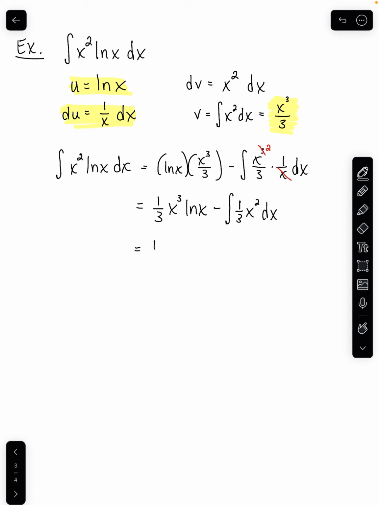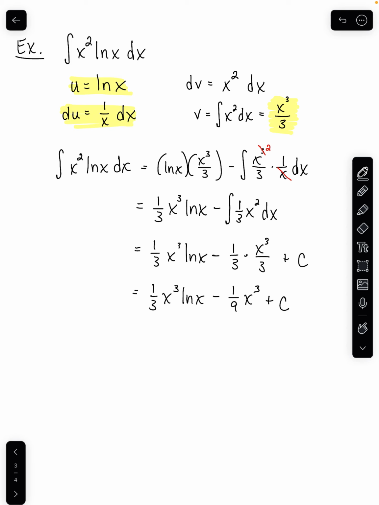Our last step then is to actually finish the integration. And again, once the integration symbols are all gone, that's when we stick on our plus c. And a tiny bit of simplification. And there we have it.